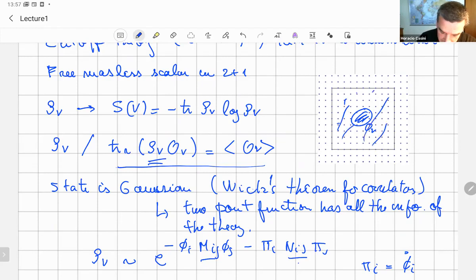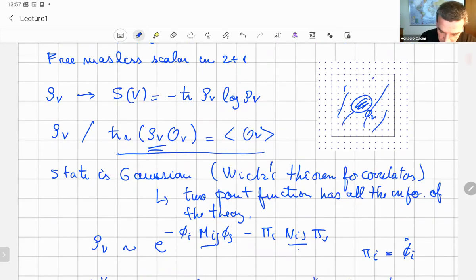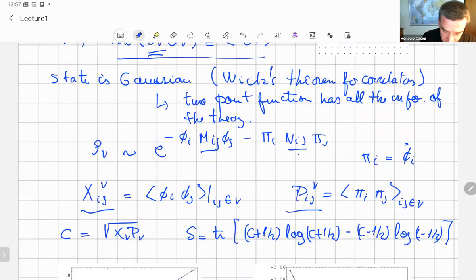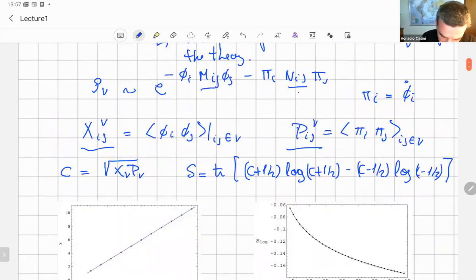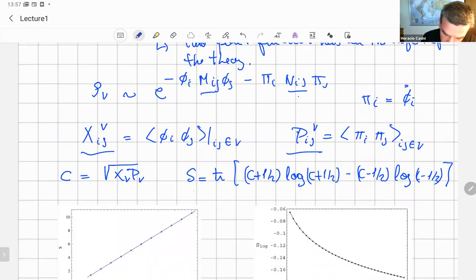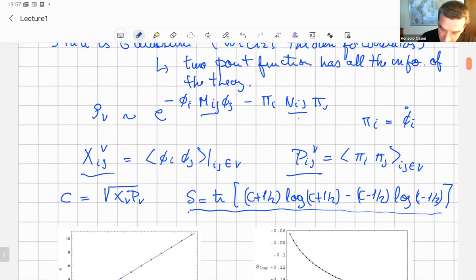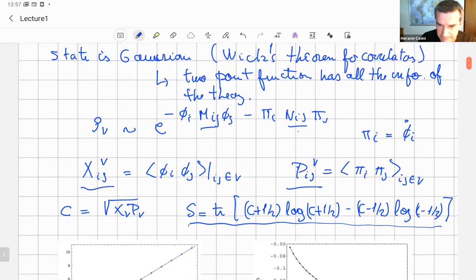Compute these matrices with these two matrices, X and P. You can compute the entropy just computing the eigenvalues of this matrix C. And then you plot. You can compute the entropy for a square like this one. There is a little bit of delay.